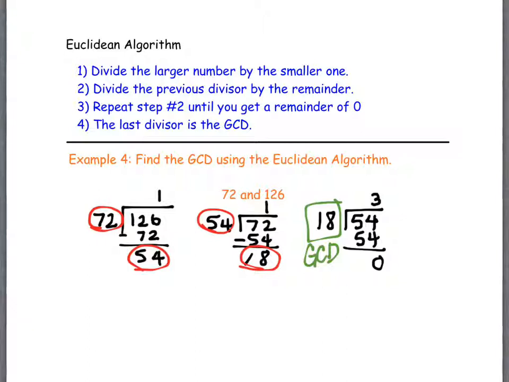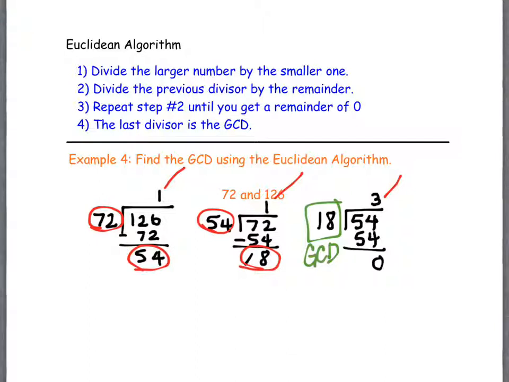Isn't this a strange method? It's very different than the other ones, isn't it? Really is. All right, but the answer is just simply the last number divided by. Notice the numbers here up on top, 1 and 3, have absolutely nothing to do with the answer to the problem. So don't get yourself confused. It's all about the remainder and the divisor.